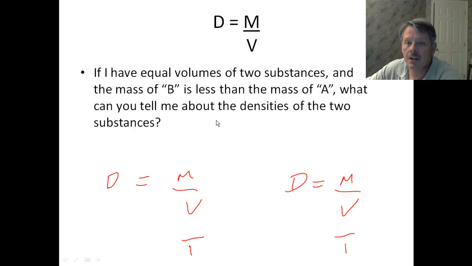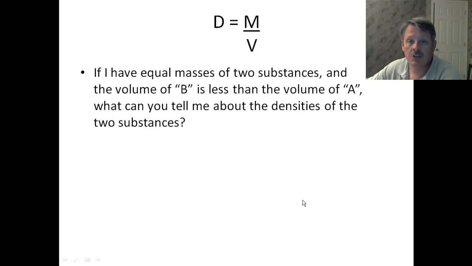It says the mass of B is less than the mass of A. So let's say the mass of B is 2, and the mass of A is 4. What does that tell you about your densities? Well, your density of A has to be bigger than your density of B. Right? So my suggestion would be to actually plug numbers in and give it a shot.